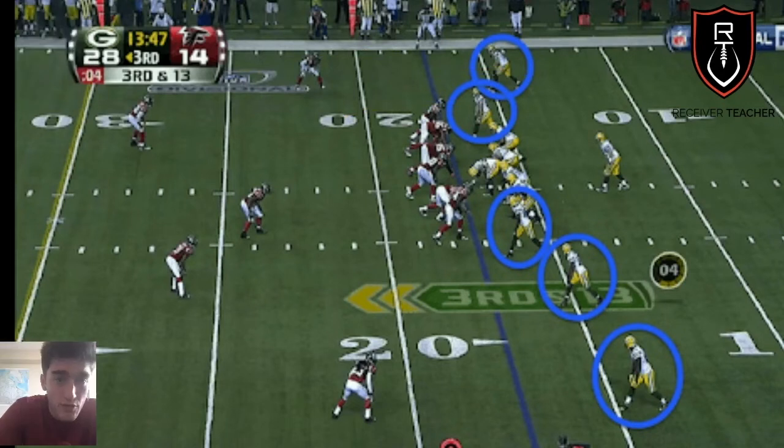Now, number 2 is down and distance. So here on the TV, they show you right here, 3rd and 13. In real life, you got to look at the sticks. Where are you at? Now, again, game management, this is very important.